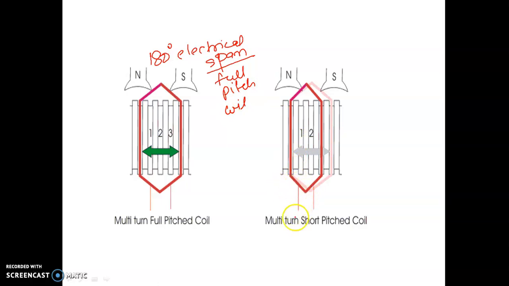But in this case you see a multi-turn short pitch coil. Short pitch means this coil side 3 was there, but now 3 is not in contact with south, it is slightly shifted here. So this coil is not equal to 180 electrical degrees, so it is called a short pitch coil. Full pitch coil means 180 degree coil span, and short pitch means less than 180 degrees.